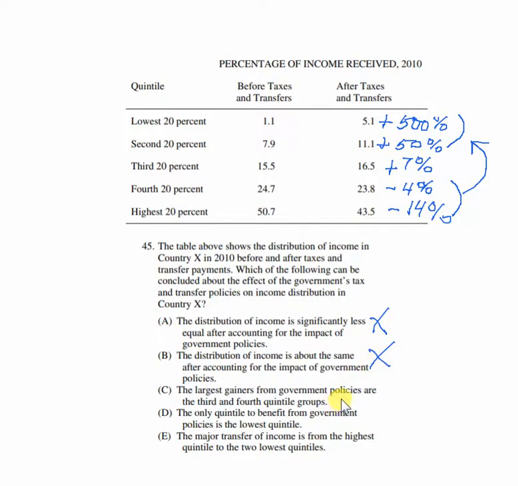The largest gain is from the government policy for the third and fourth quintile. And here's the third and fourth quintile, one gain, one loss. It's certainly not as big a gain as the lowest quintile, so that's not going to be correct. The only quintile to benefit from the government policy is the lowest quintile, but we could see that the second and third lowest also benefited, so that's not going to be correct. And the last one, the major transfer of income is from the highest quintile to the two lowest quintiles, and we see that that is exactly right. So the answer to this question is E.